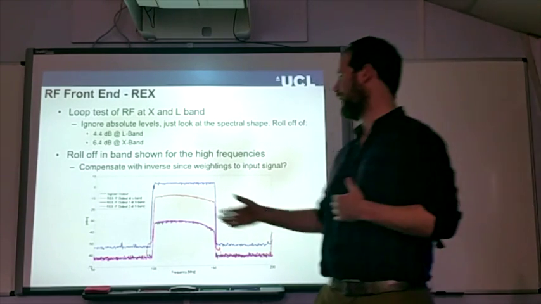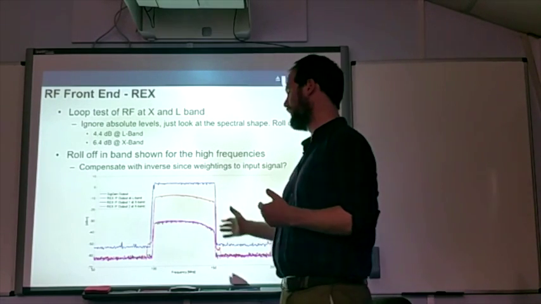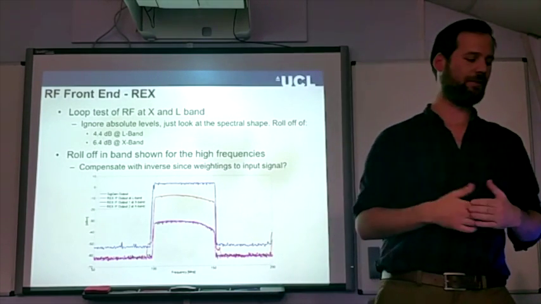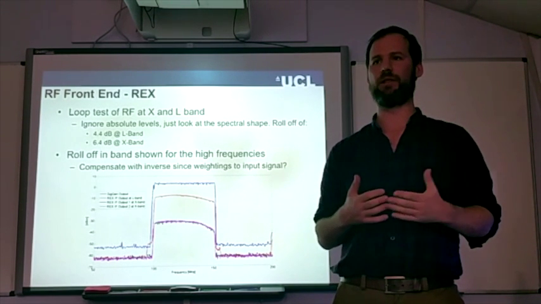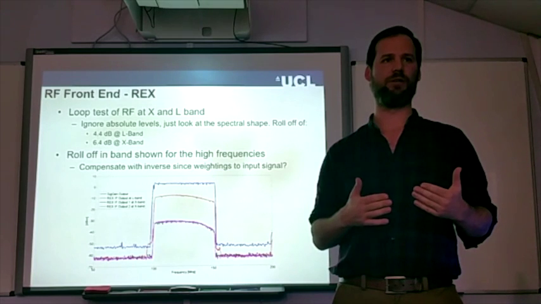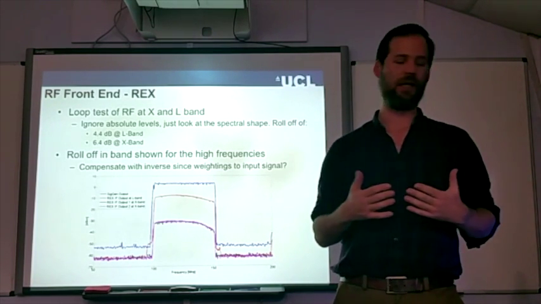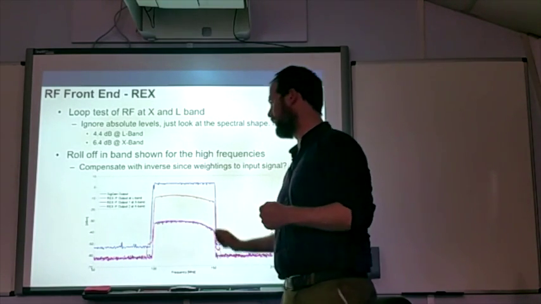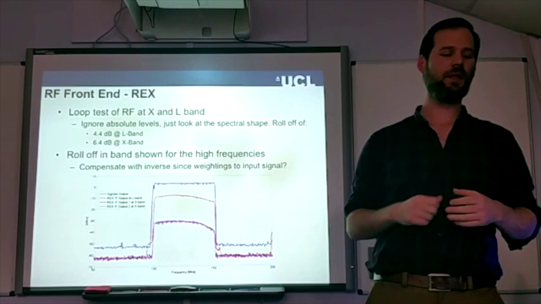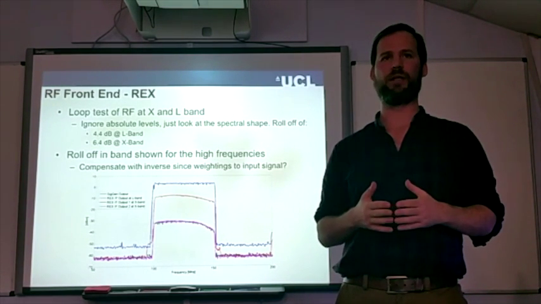You can see that the signal was successfully transmitted through the Rex unit itself, but there was a roll-off seen across the band. And this does happen within RF systems, in that the higher frequencies are attenuated more. We measured this to be about 4.4 at the L band, which is the red line here, and 6.4 from left to right in the X band. And that's simply what we saw in terms of putting it through the Rex system itself.